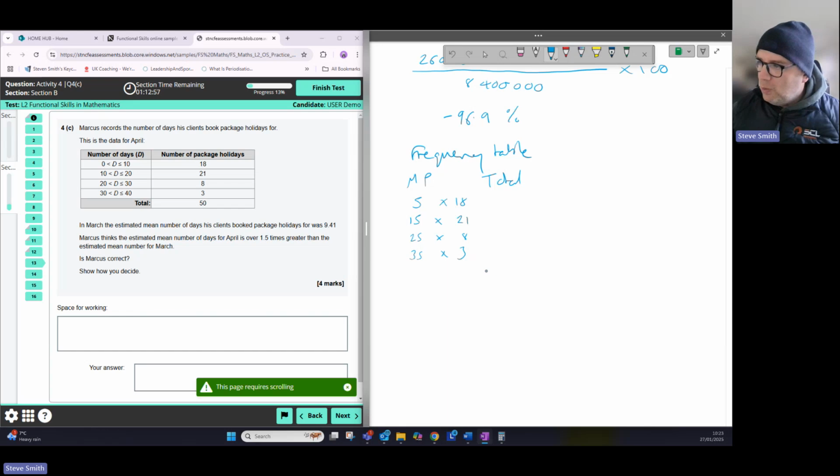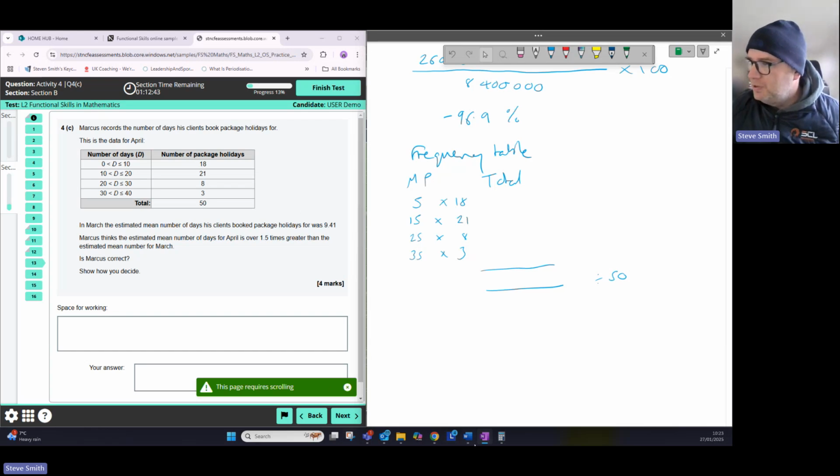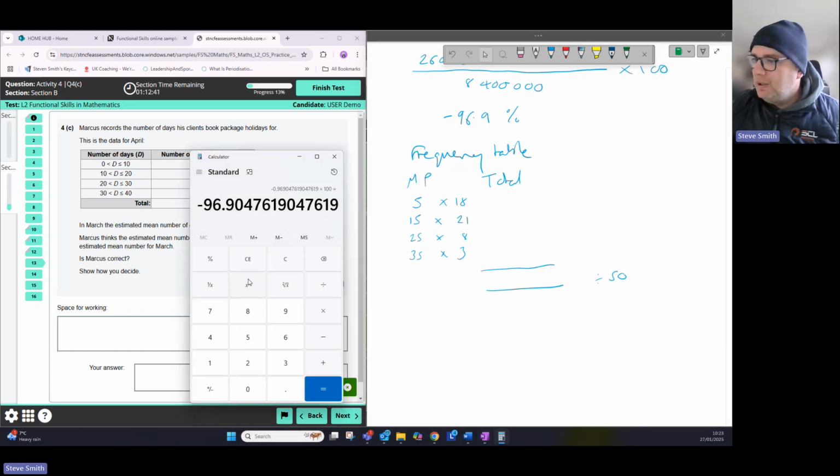So we've got our total here, and we'll divide that number by 50. So hence the mean, the mean estimate. We've added them all up and divided by the total number of occurrences, which is 50. So let's work out our numbers here quickly.